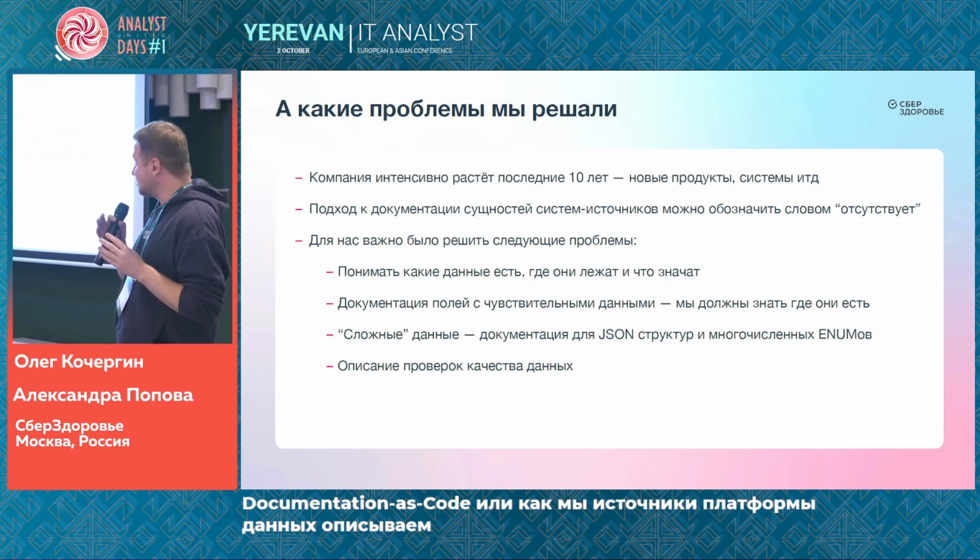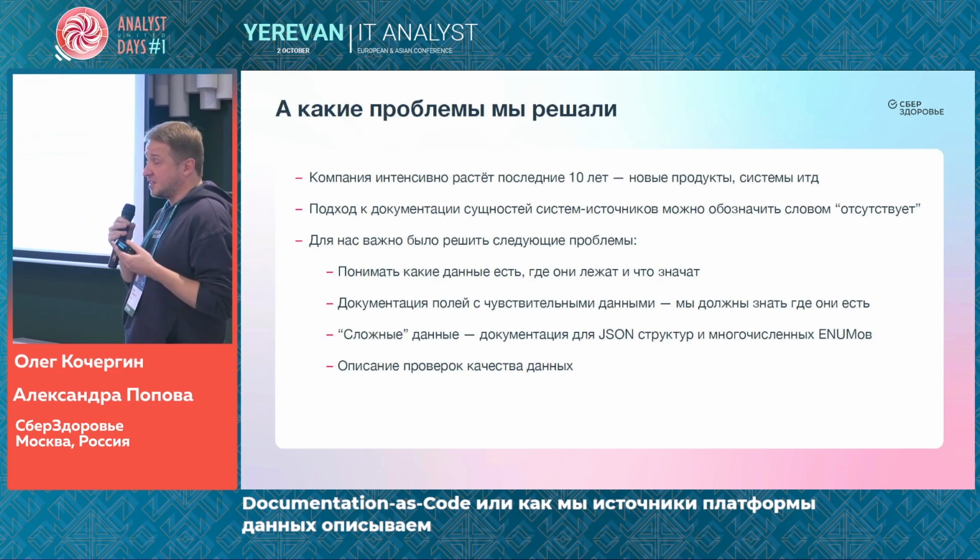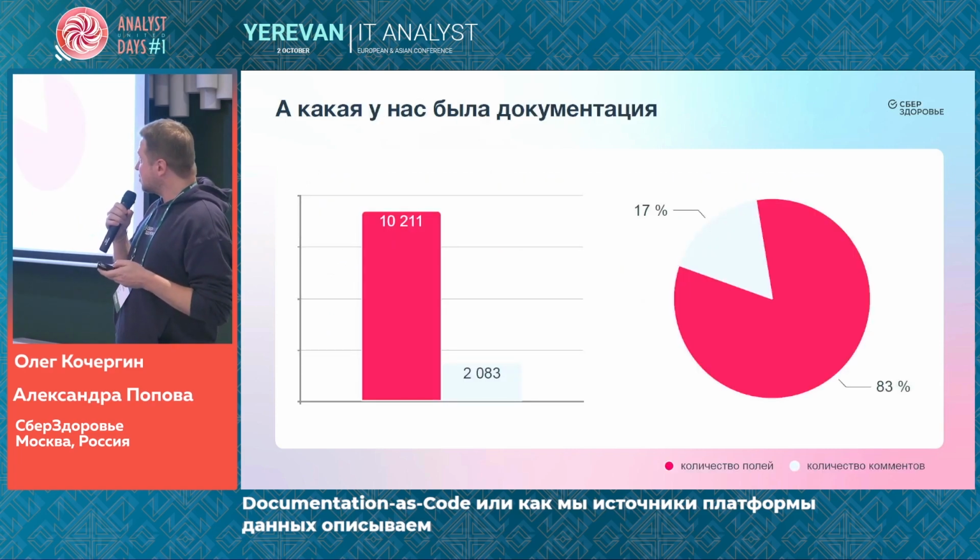I'll show you how much it's missing and what kind of issues we tackled. So it's important to understand what data are available. Another important topic is data security. It's not that we had issues with personal data only, but also with medical data. That's a special category, and we need to know where they are located. There are issues about complex data, JSON, enums, and also another huge problem about quality testing. They should be tested in the source.